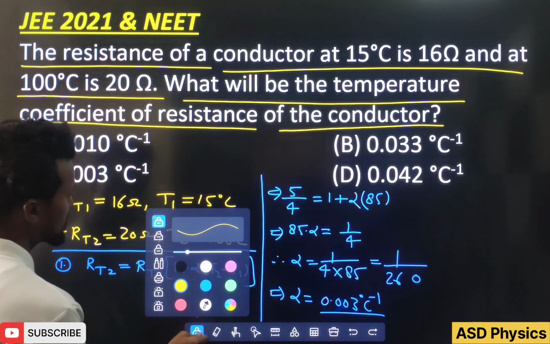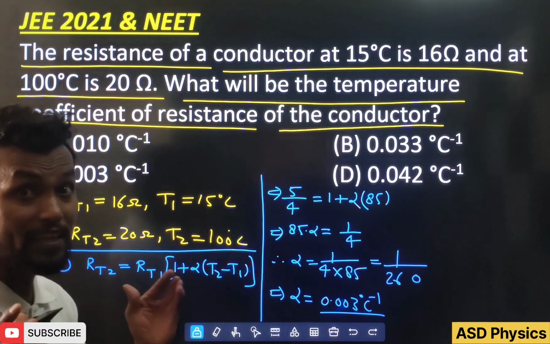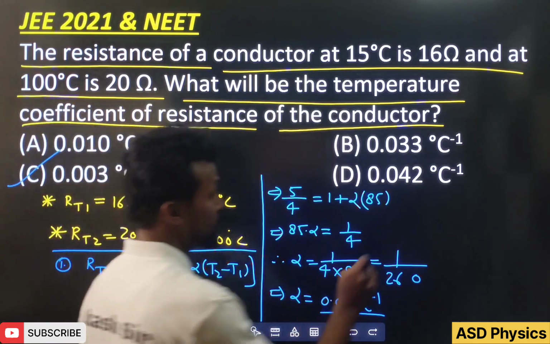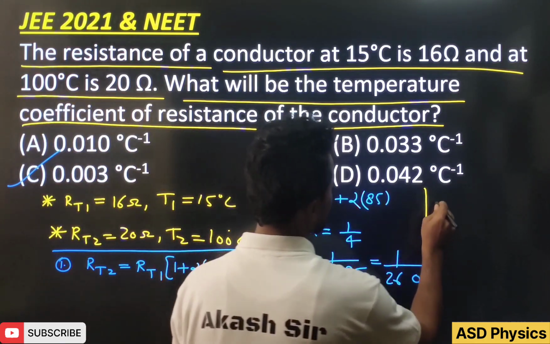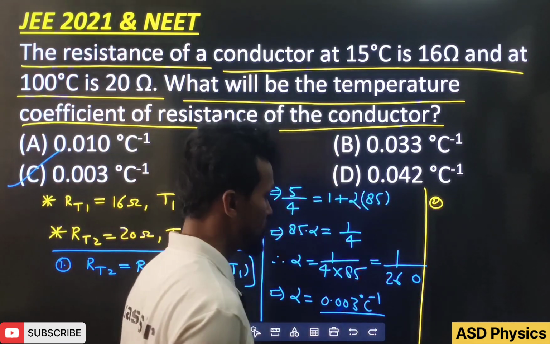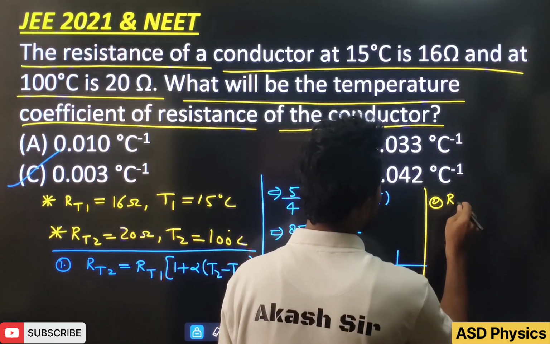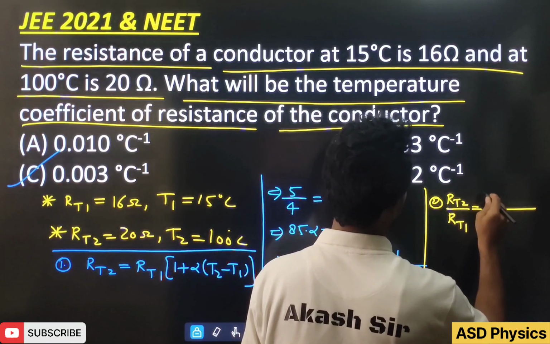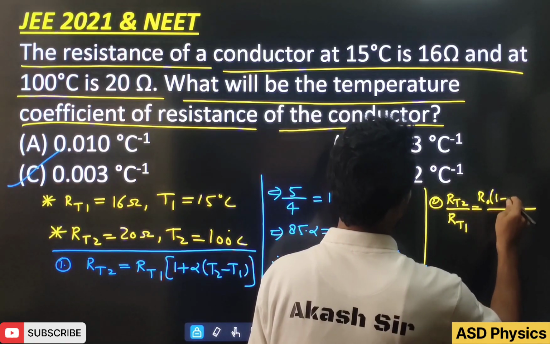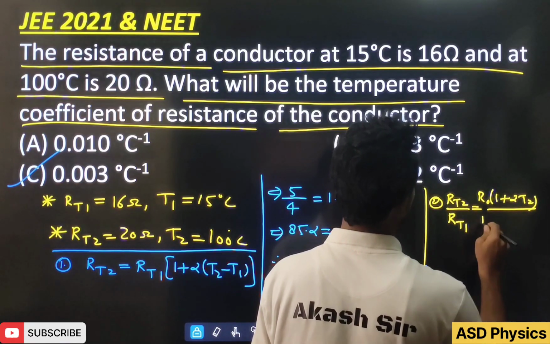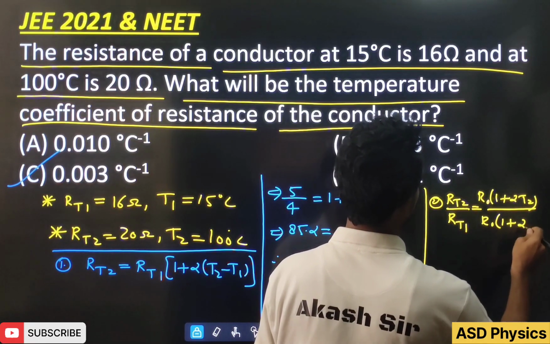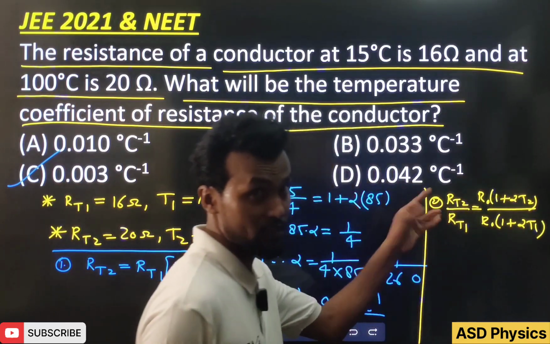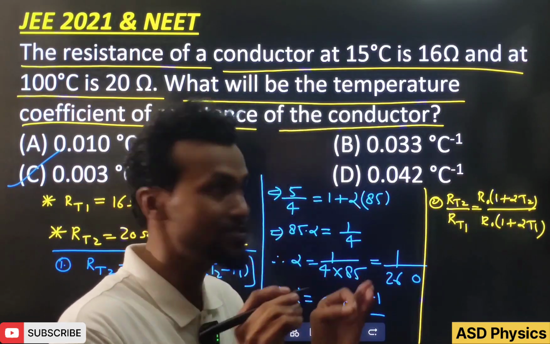But remember that this formula is valid for a limited range of temperature. If in case the answer is not matching with this, we have to go with the second way. What is the second way? The second way, students, is like this: RT2 by RT1 is equal to R0 (1 plus alpha T2) by R0 (1 plus alpha T1) by the division method. With respect to 0 degrees Celsius we are going to write.